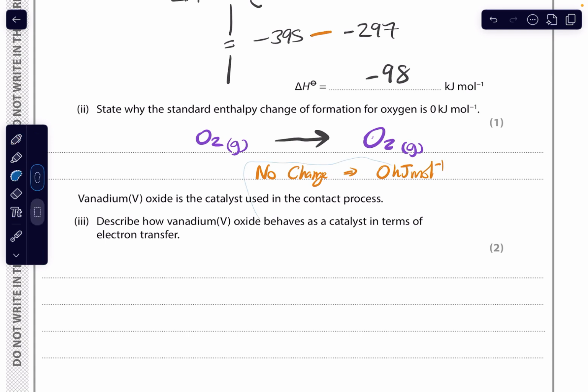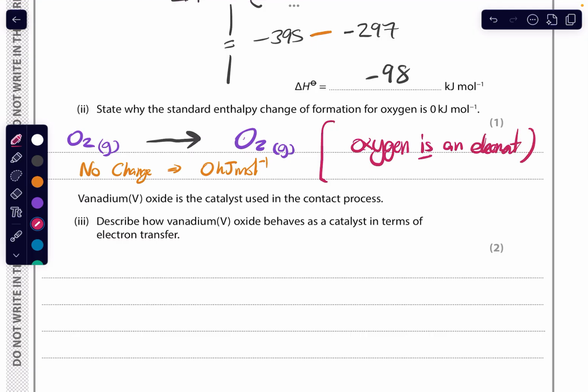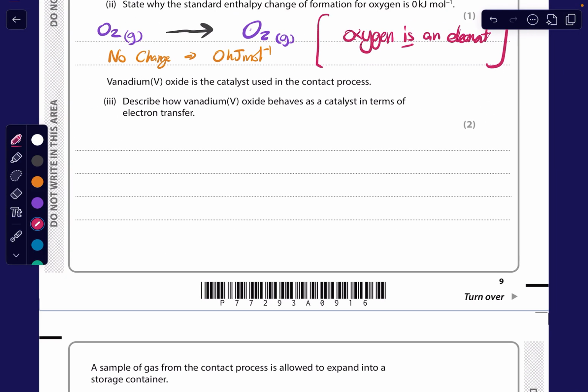This is just a little bit of information for you. I know the question says state. I'm just explaining it for you. So that's the explanation. To state the answer, the answer is simply oxygen is an element. All elements have a formation of 0. Very, very easy. Over here, vanadium oxide is a catalyst used in the contact process.